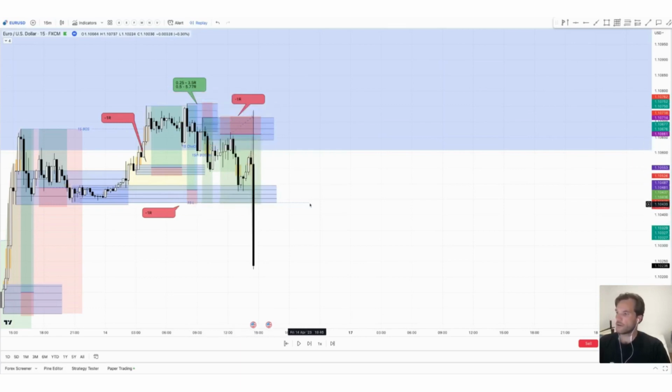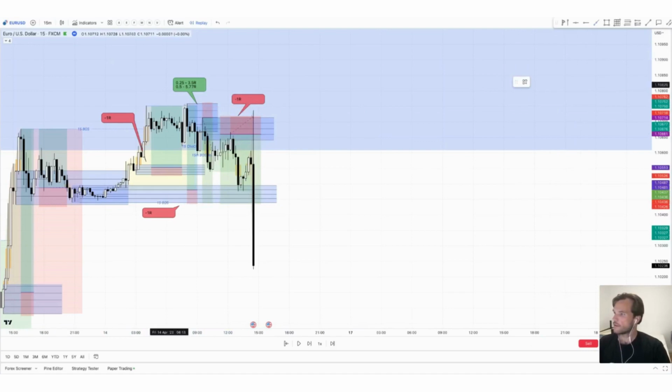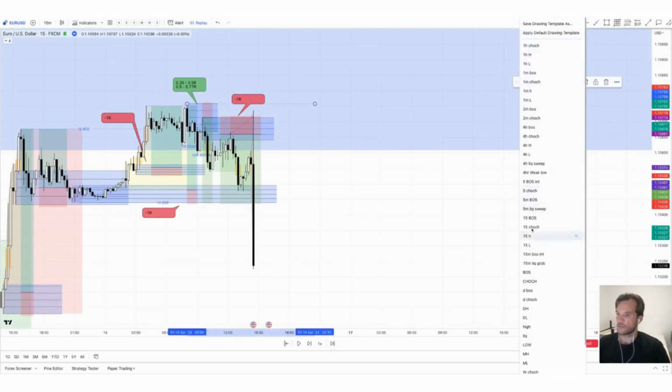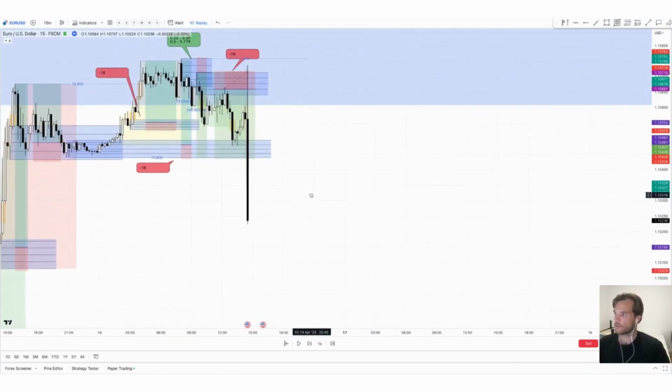So now we've broken the lows very convincingly. So this could be the start of our pullback. So this was the high. Break of structure. It still is the high.